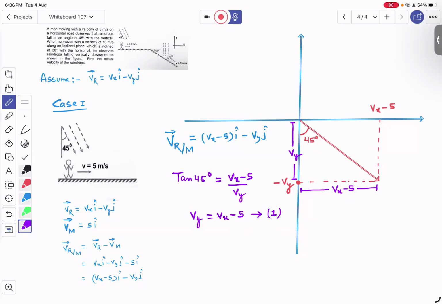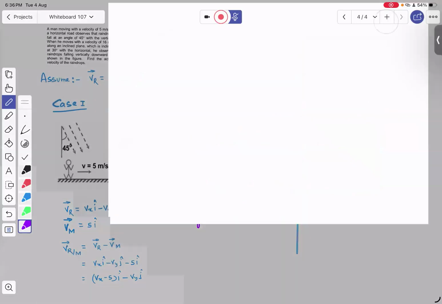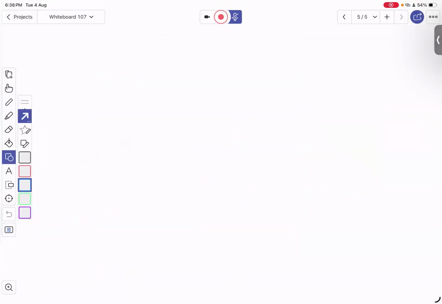So from case 1, we got one equation. From case 2, we will get another equation. I hope case 1 all of you have understood, because for drawing case 2, I will need the next page. Case 1 understood, no? Yes, sir. Okay. Case 2, he is running down the inclined plane, no problem. Same approach we are going to have again.